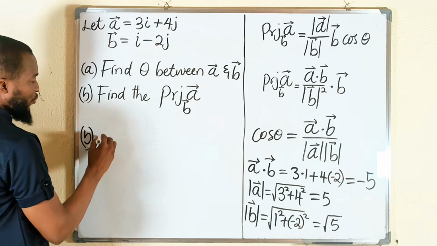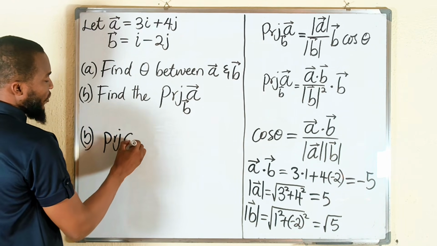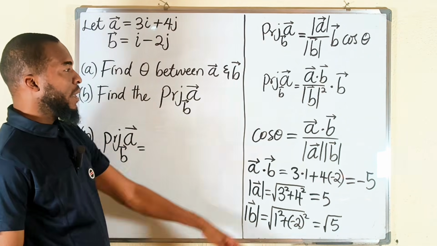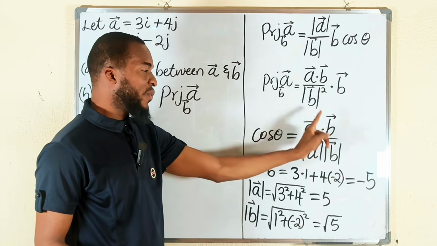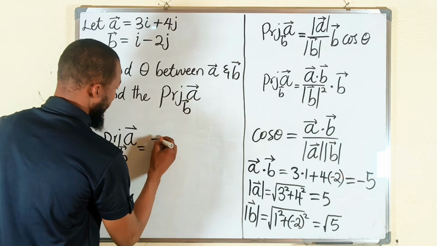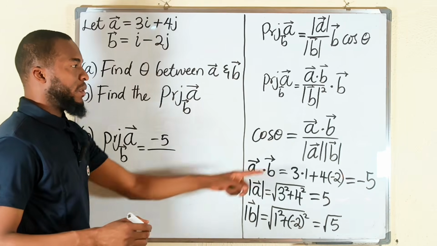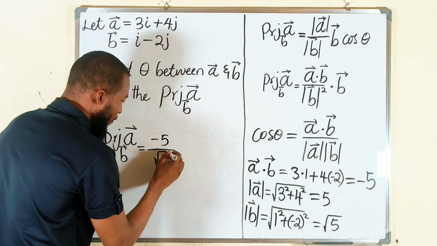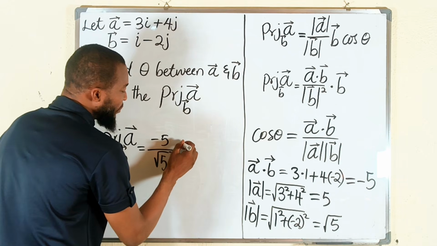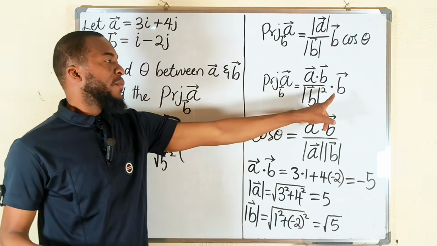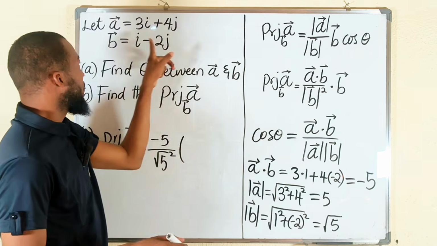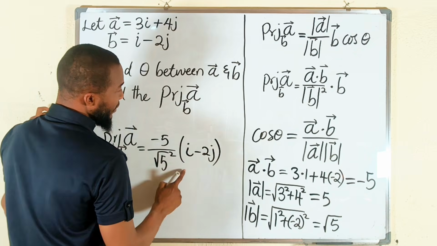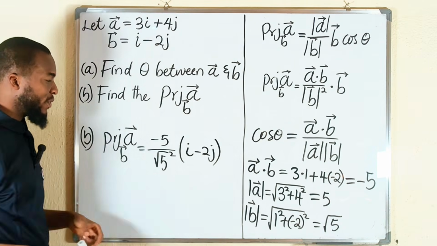All right, the B part. We are asked to find the projection of vector A onto vector B. It is equal to the dot product between the two vectors, which is negative 5, divided by the magnitude of B squared, square root of 5 squared, multiplied by the vector itself, B, which is i minus 2j. As simple as that. I think using this formula is much easier than this when you have the two vectors.